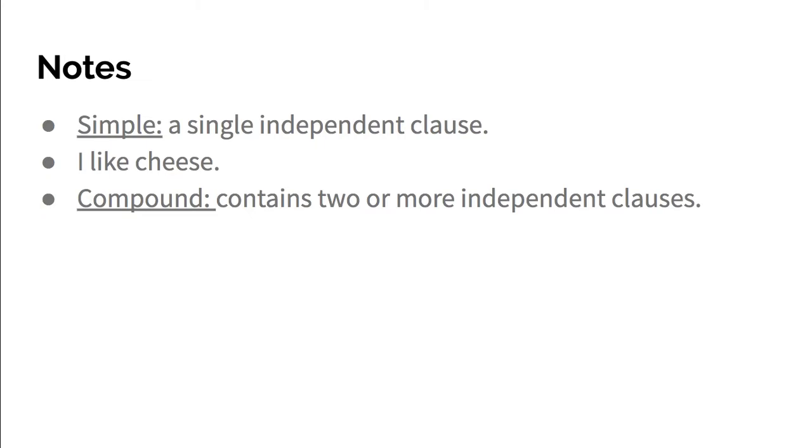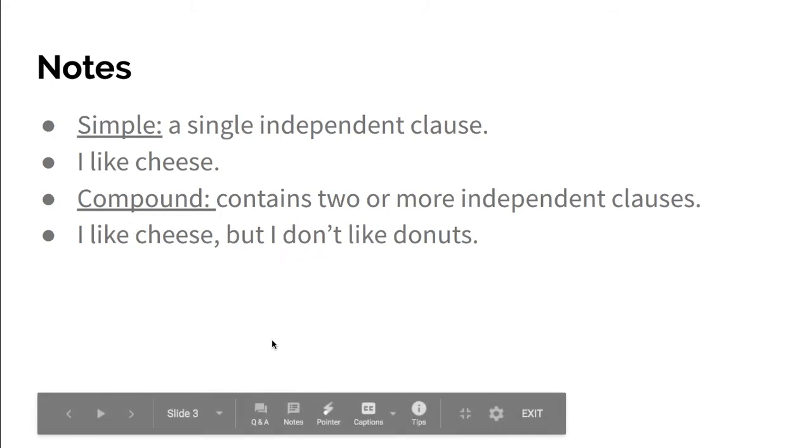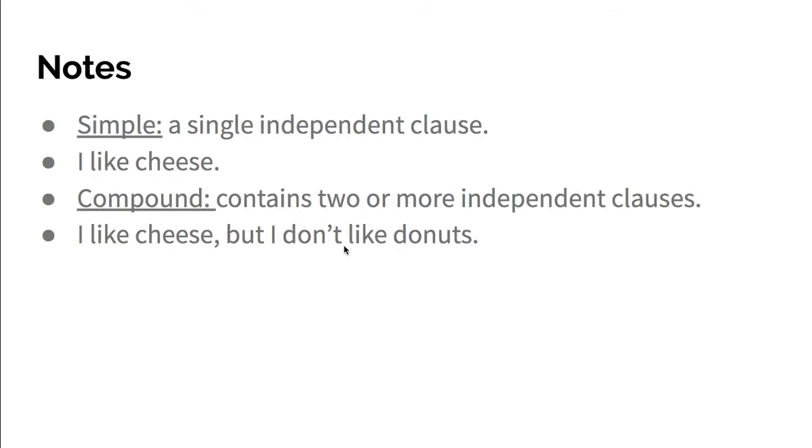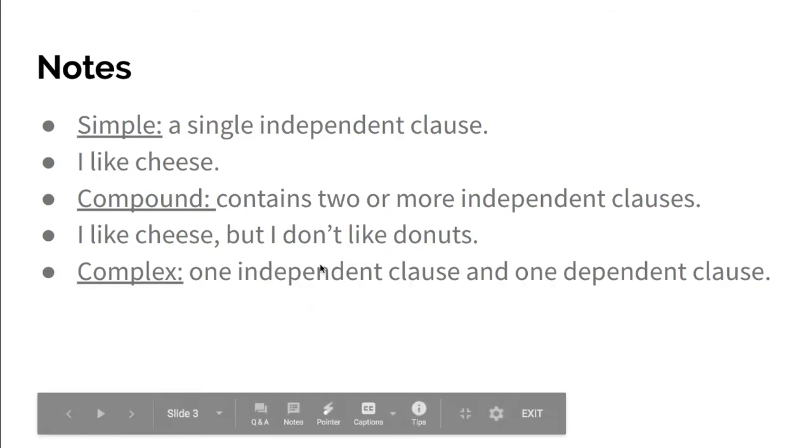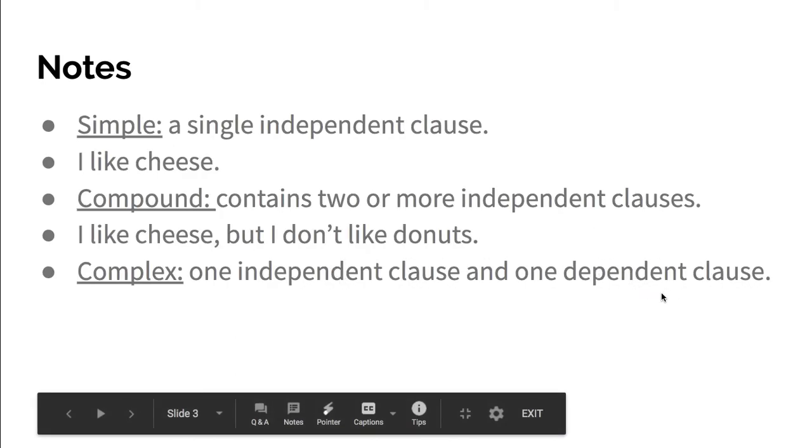Compound contains two or more independent clauses, so these clauses could still stand by themselves. So, I like cheese, but I don't like donuts. If we were to break this up into two sentences, I like cheese. I don't like donuts. They can both stand alone. They're both independent.